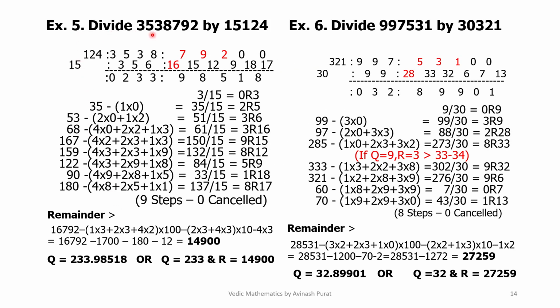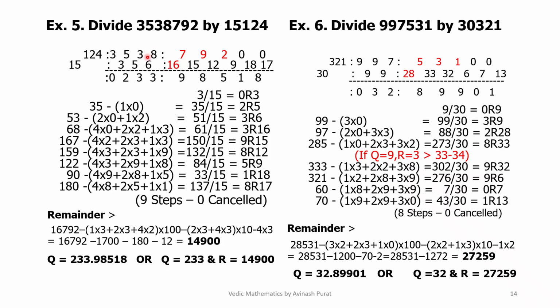Example 5, divide 3538792 by 15124. 15 is the first two divisors, 124 is the Dhvajanka, 3 digits. Now 3538.792, 792 is taken after the decimal point. Now 3 divided by 15 is 0, remainder 3. 35 minus 1 into 0 equal to 35 by 15 equal to 2, quotient, and remainder 5.